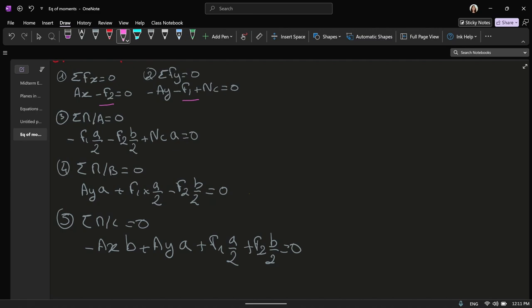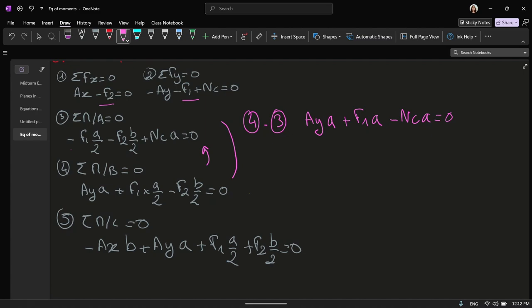If we now use the moment about A and the moment about D together, let's look at what happens when we do equation number 4 minus equation number 3. So this one minus this one. What do we have? We have the Ay a, the F1 times a divided by 2 minus F1, so plus F1 a. The minus F2 b over 2 minus F2 b over 2 disappears, and we get just minus Nc times a equals 0.